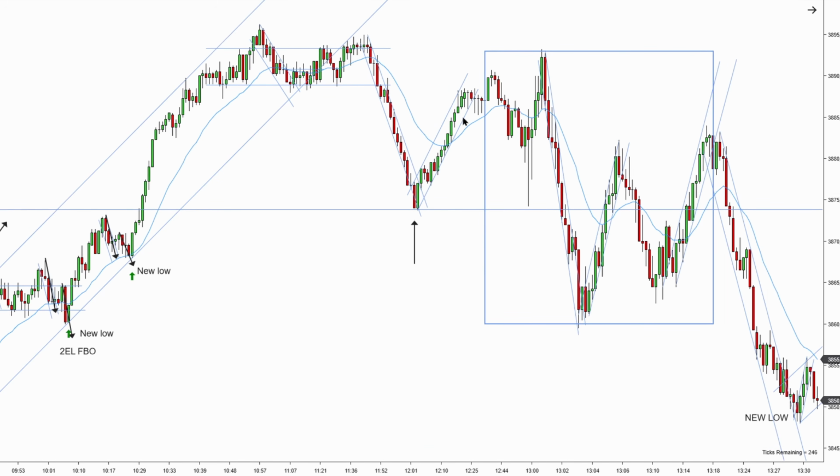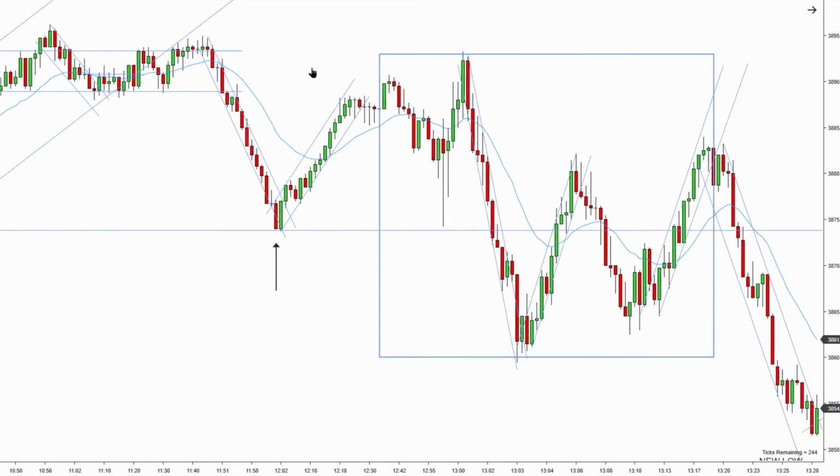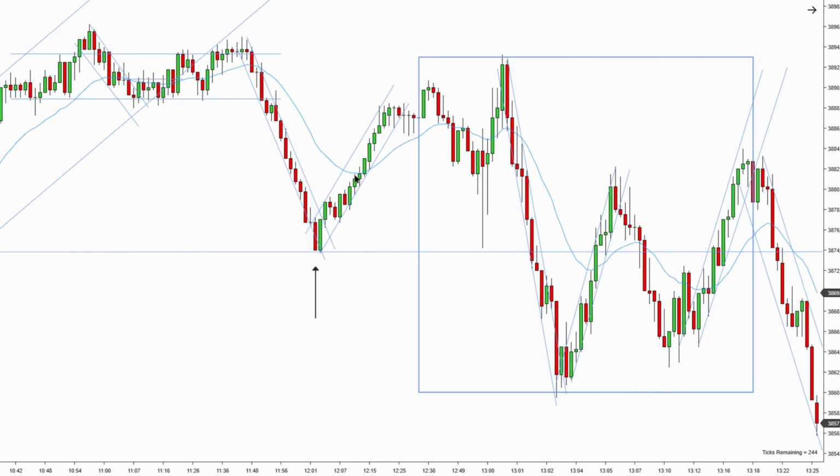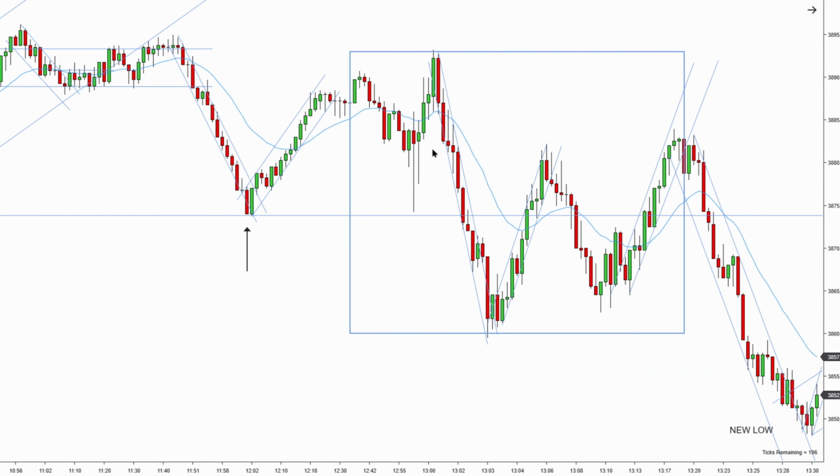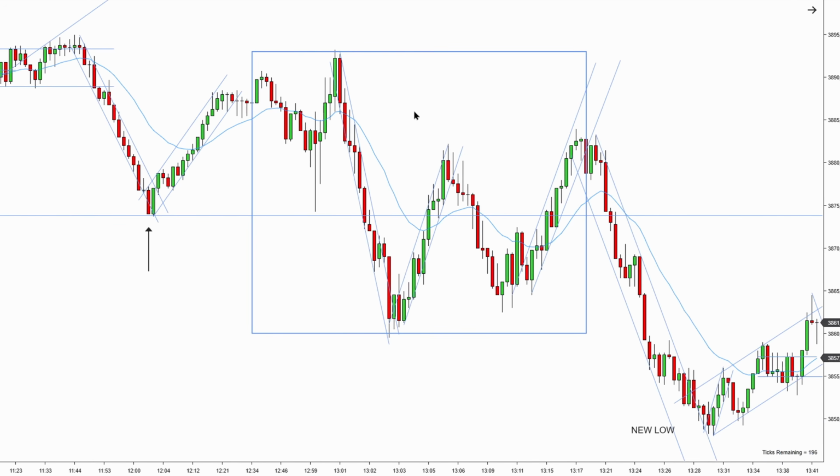There was really no great setup on the way up, because you have a failed second entry short, but it's way below EMA. There's no good setup here. You get the news, so there's really no great setup. And this is where the market got really unclear.